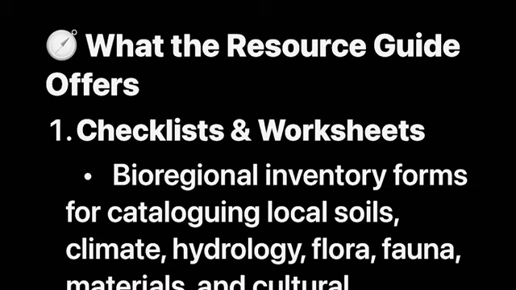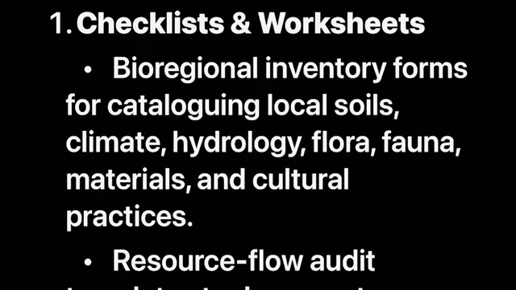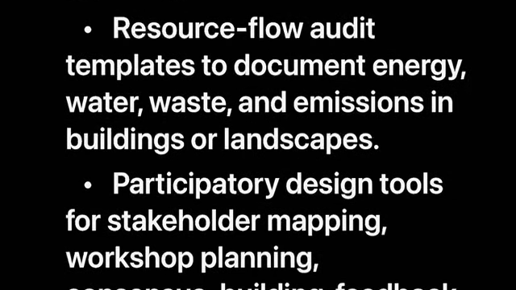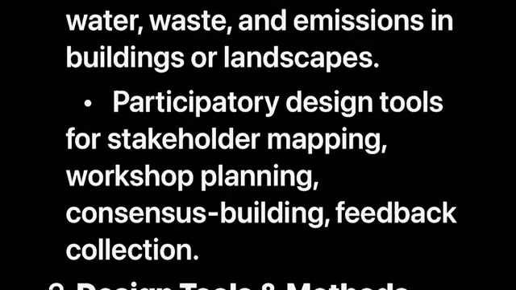1. Checklists and worksheets. Bioregional inventory forms for cataloging local soils, climate, hydrology, flora, fauna, materials, and cultural practices. Resource flow audit templates to document energy, water, waste, and emissions in buildings or landscapes. Participatory design tools for stakeholder mapping, workshop planning, consensus building, and feedback collection.